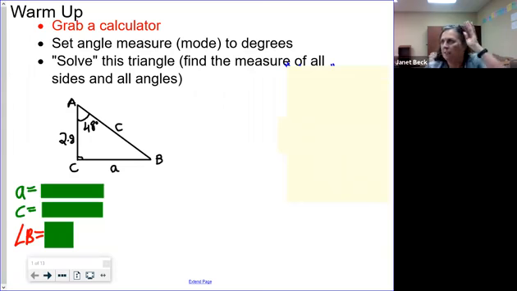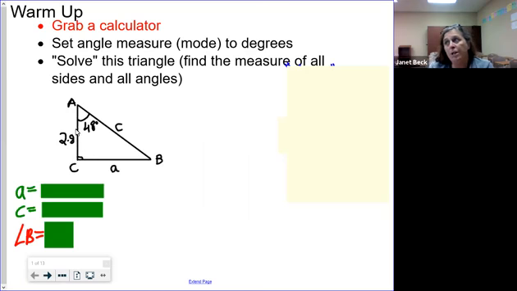Okay, so to solve this triangle, we've been given 3 pieces of information. Angle A is 48. This must be side length B because it's opposite angle B. That's 2.8. And we know that angle C is a right angle.